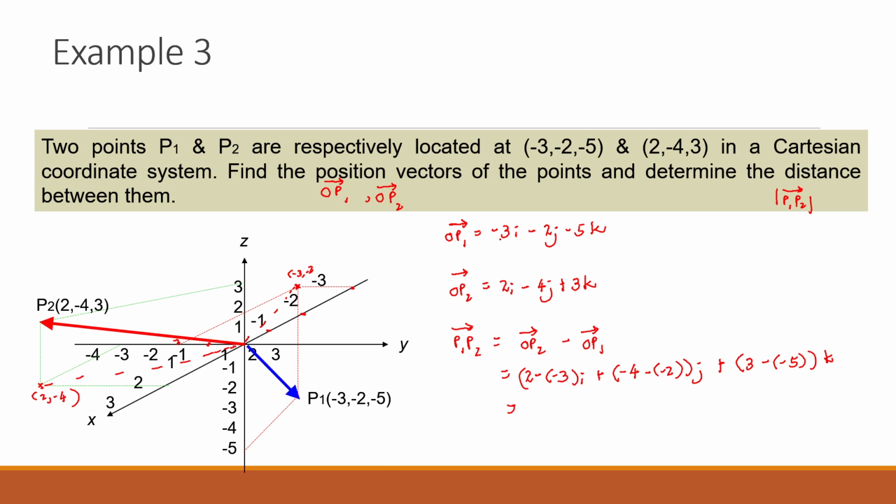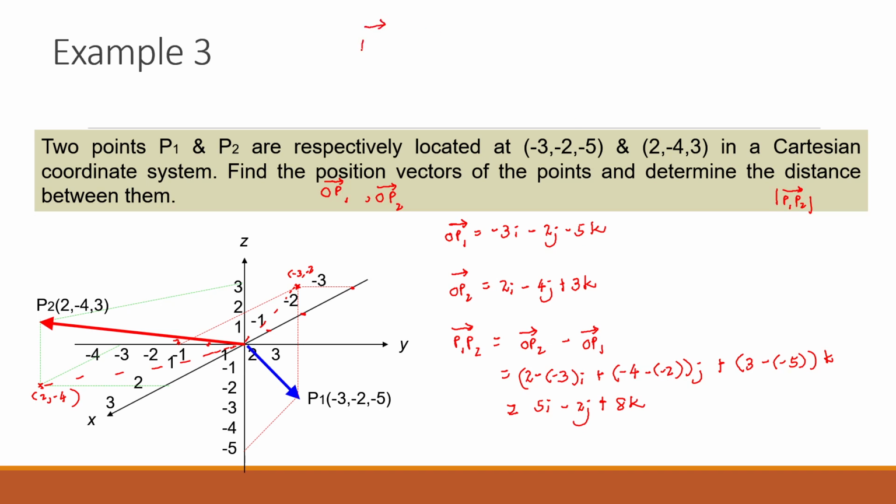So 2 minus negative 3, so this will be 5i. Okay, negative 4 minus negative 2, so negative 4 add up with 2, so minus 2j. 3 minus negative 5, so add up with 8k. So this is the distance vector P1 to P2. You want the distance P1, P2.